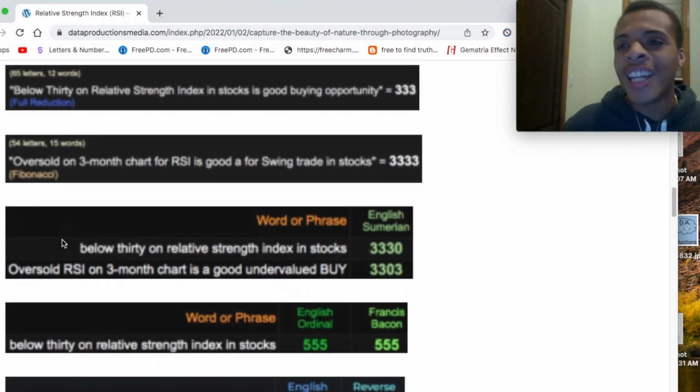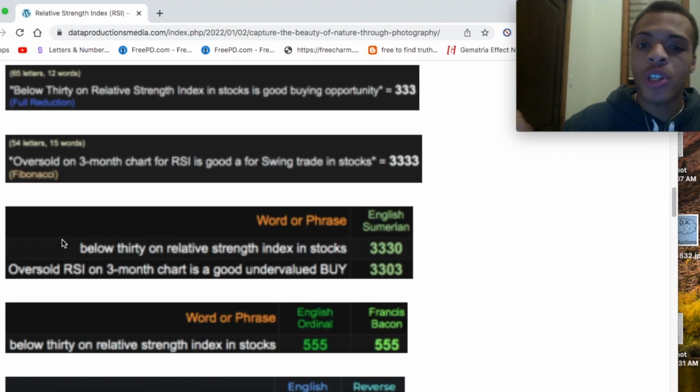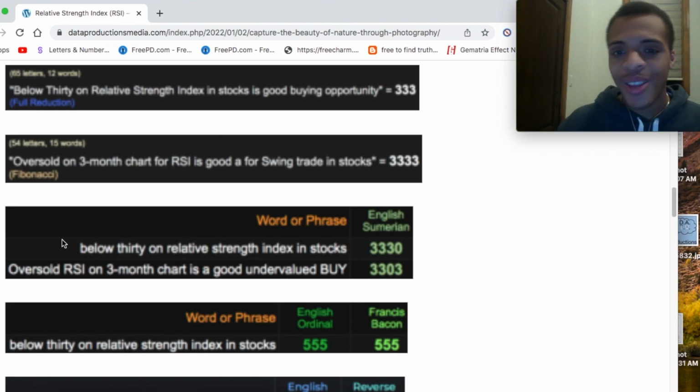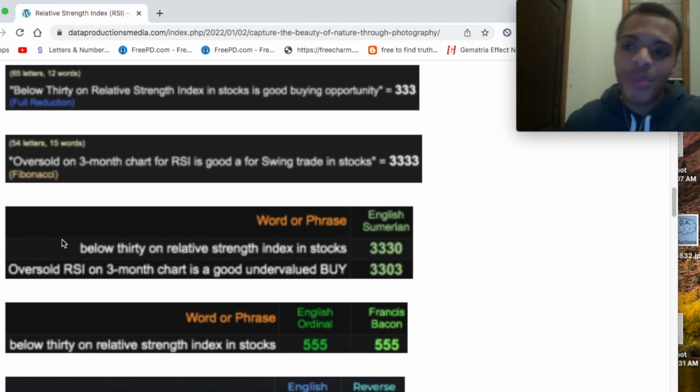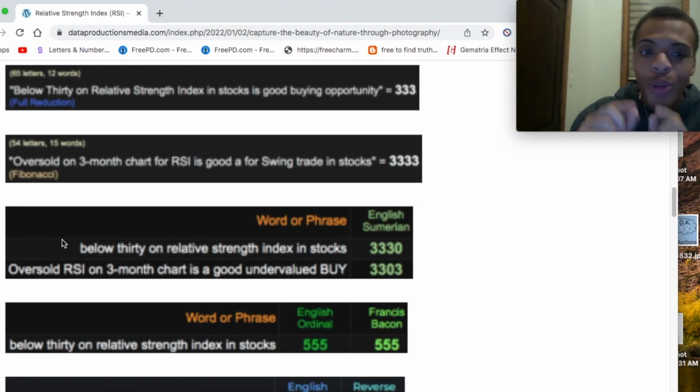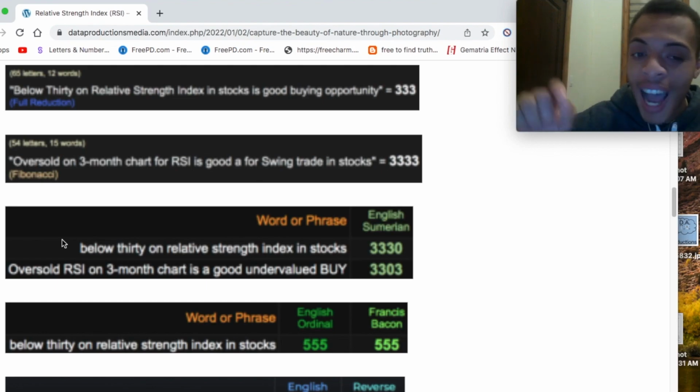You know, I love getting a good Fibonacci decode. Oversold on 3-month chart for RSI is good for a swing trade in stocks. 3,333 in the Fibonacci. And when you get decodes like that, that's how you find your setups on the RSI. Oversold on the 3-month chart for RSI is good for a swing trade in stocks.